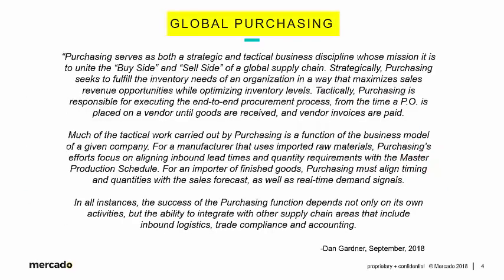As we often do, we're going to begin with a definition, in this case, of global purchasing. Purchasing serves as both a strategic and tactical business discipline whose mission it is to unite the buy side and sell side of a global supply chain. Strategically, purchasing seeks to fulfill the inventory needs of an organization in a way that maximizes sales revenue opportunities while optimizing inventory levels. Tactically, purchasing is responsible for executing the end-to-end procurement process from the time a purchase order is placed on a vendor until goods are received and vendor invoices are paid.